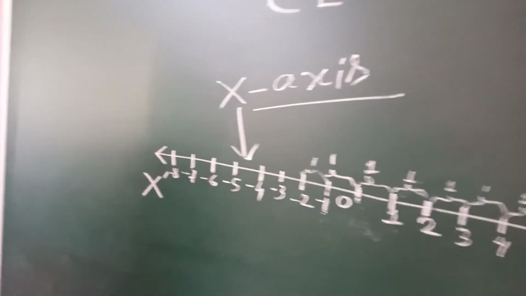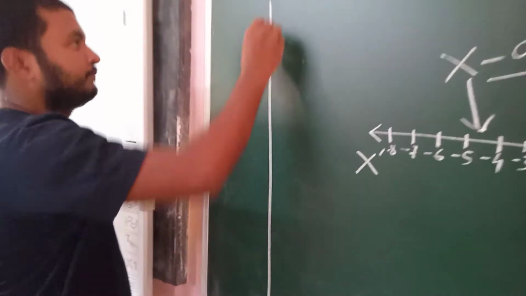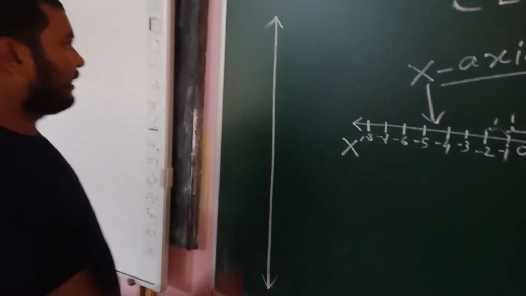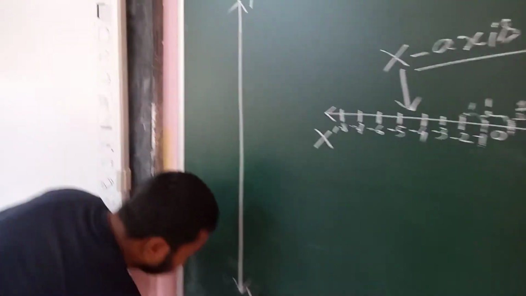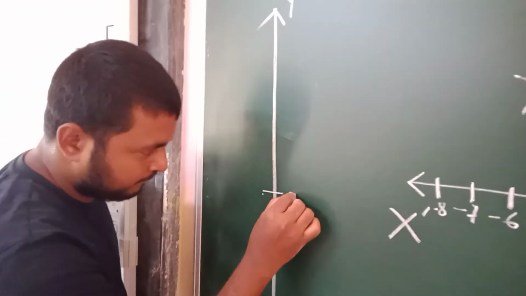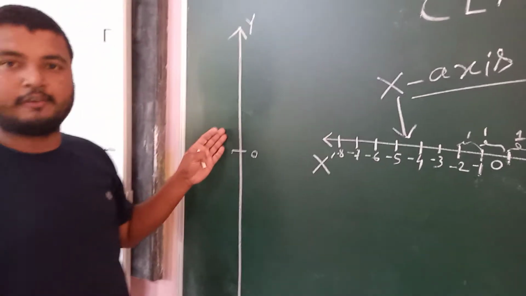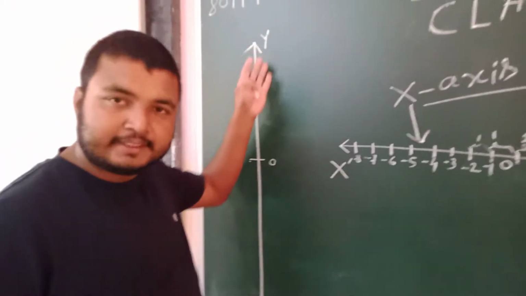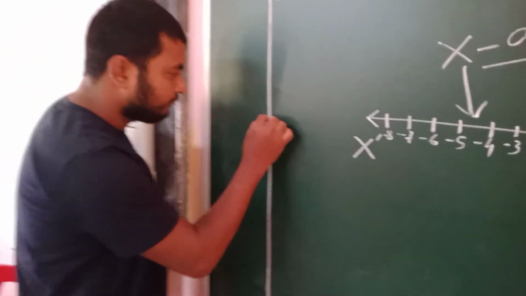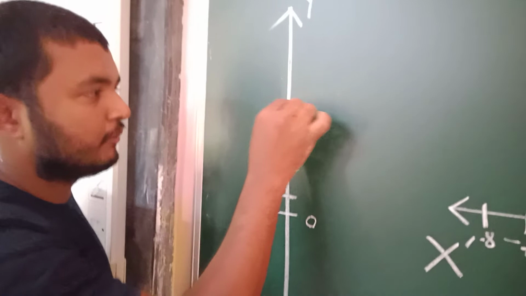Now we draw another line here, another vertical line. We draw one vertical line named as y dash. We take one origin point 0, and similarly here also, like this one, we draw lines which are at equal distance. So here I draw several lines at equal distance. These distances are always equal.